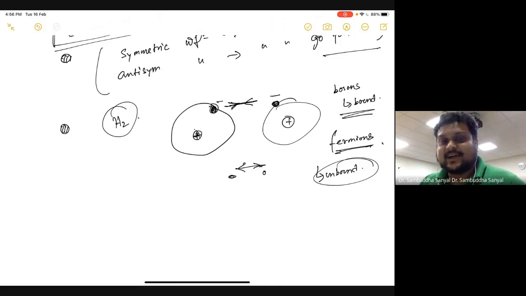But we know electrons are fermions. So what is the missing ingredient? Why is this leading to a problem? Can somebody think about it? Any comment?